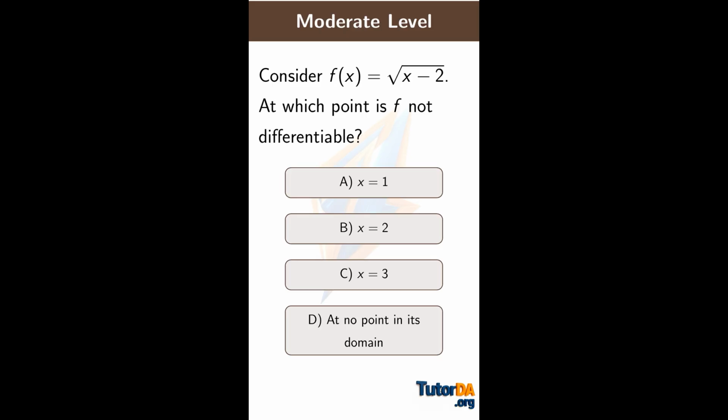Consider f of x equals the square root of x minus 2. At which point is f not differentiable? Option A, x equals 1. Option B, x equals 2. Option C, x equals 3. Option D, at no point in its domain.